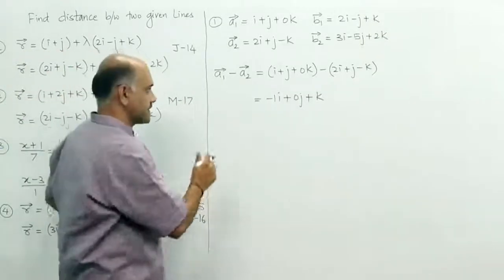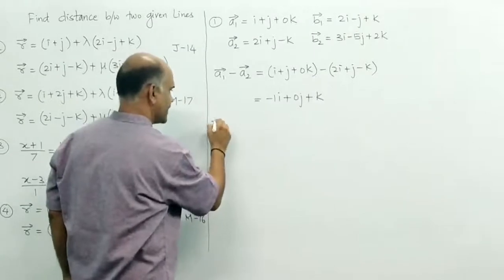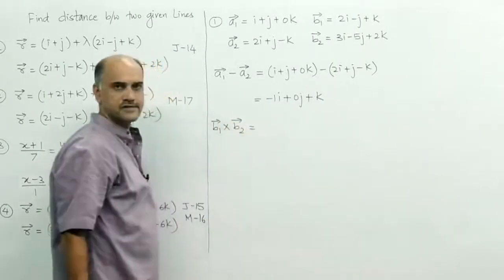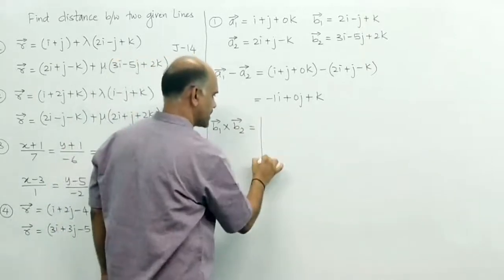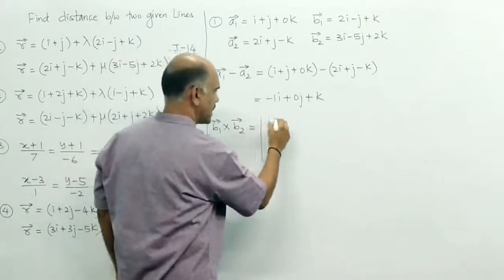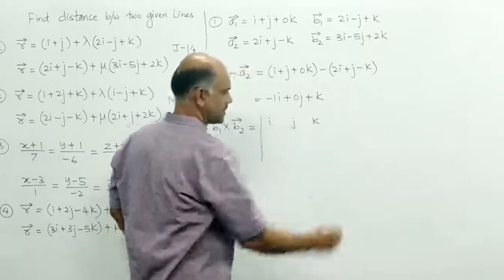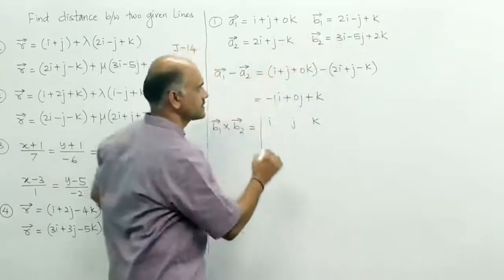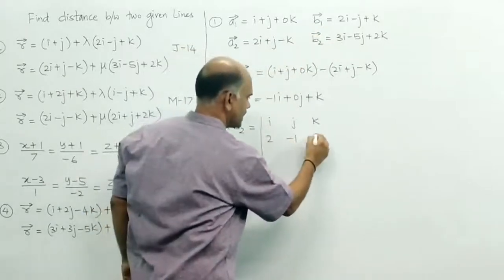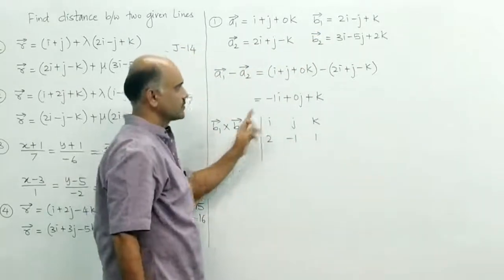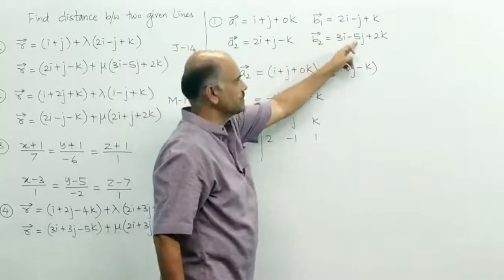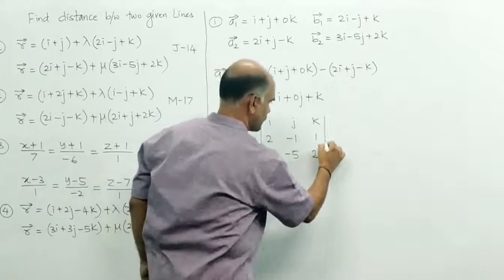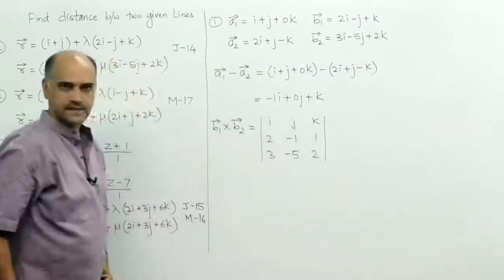Now in the second step you find b1 cross b2. b1 cross b2 is nothing but the determinant I, j, k. The second row is the coefficients of b1, that is 2, minus 1, 1. The third row is the coefficients of b2, 3, minus 5, 2. Now expand this.